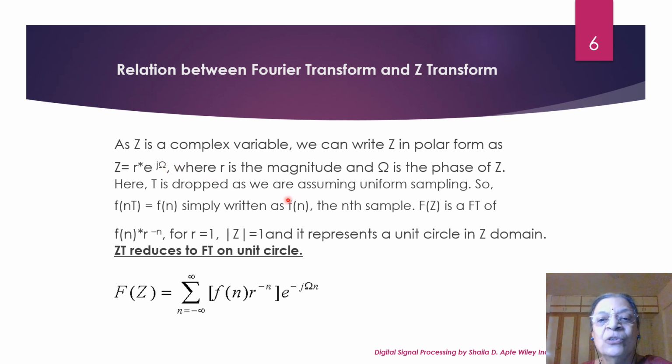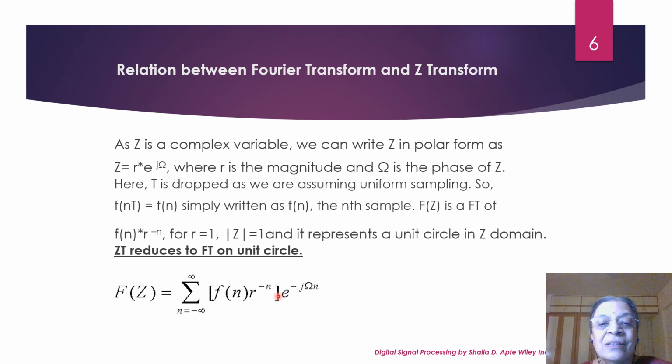Now in this case we are not using capital T because it is uniform. So F(nT) will be represented as Fn, as I already told you. So the Fourier transform of Fn into R raised to minus n is what is called Fz. See, this Fz we are writing as summation n varying from minus infinity to infinity Fn R raised to minus n into e raised to minus j omega n, where e raised to minus j omega is supposed to be the phase and this is the magnitude.